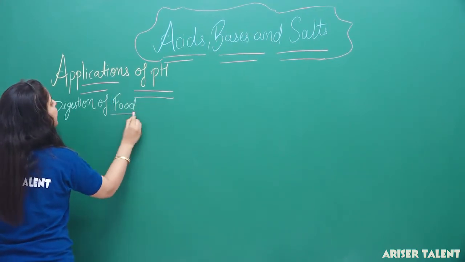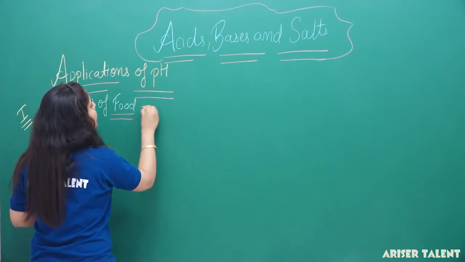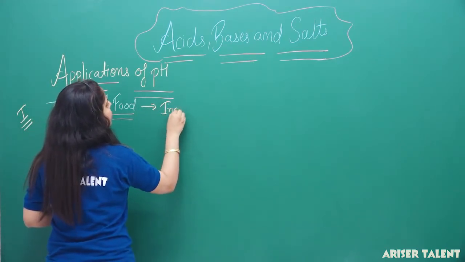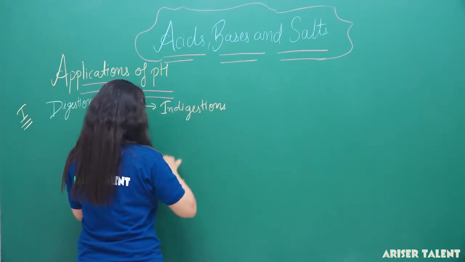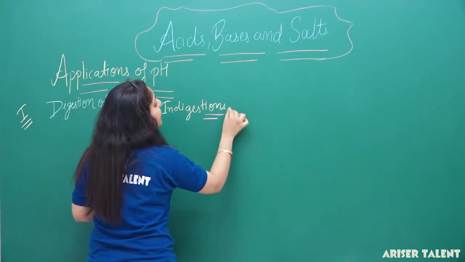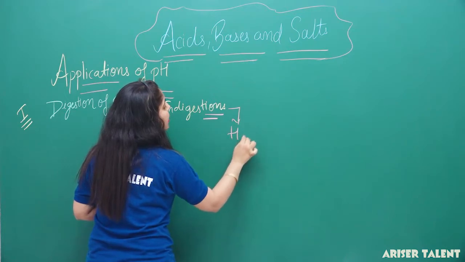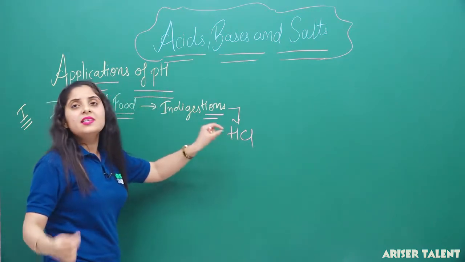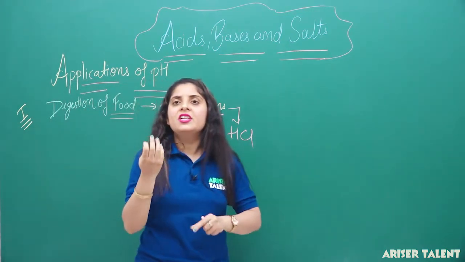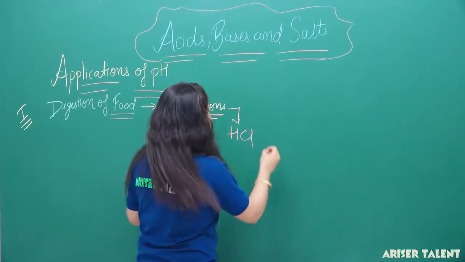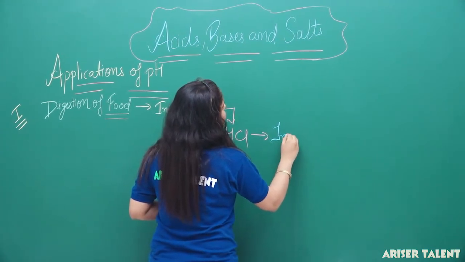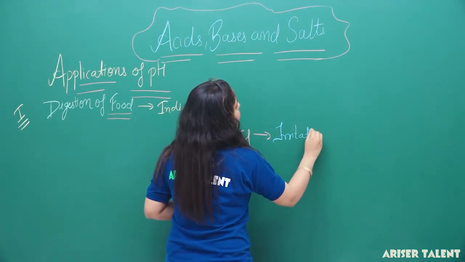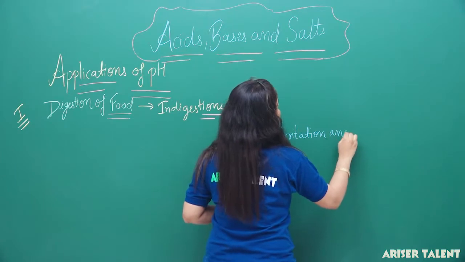So what happens in the case of the digestion of food? When indigestion occurs, our body will start secreting too much hydrochloric acid. Now this HCl will cause irritation and burning in our stomach. What happens in this case? There will be irritation and burning in the stomach.